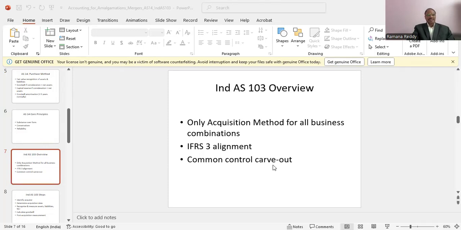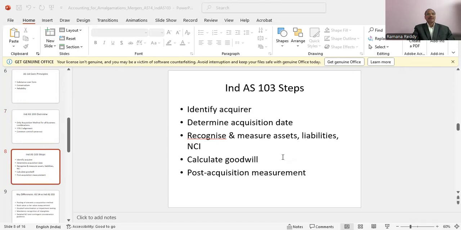The key steps in the acquisition method. First, identify the acquirer, the entity that obtains control, and determine the acquisition date, the date on which control passes. Then recognize and measure all identified assets acquired and liabilities assumed at fair value, and any non-controlling interest, that is NCI.